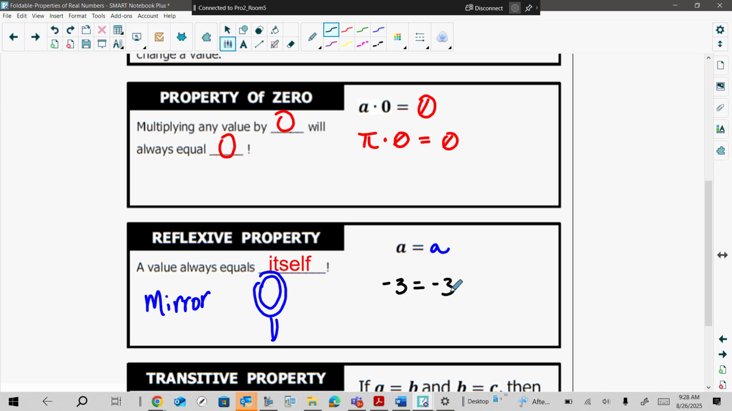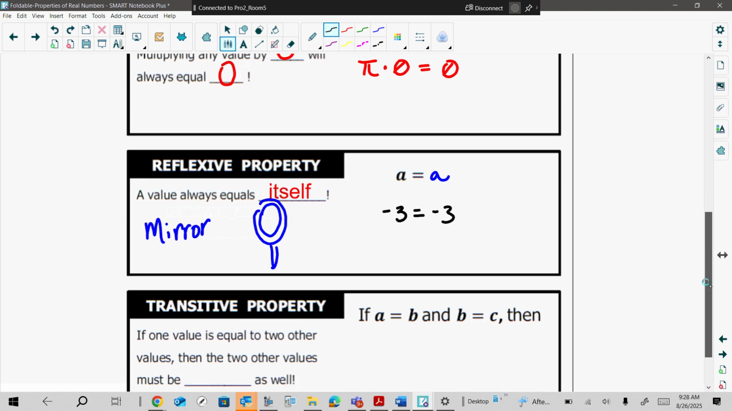Are we okay with reflexive? Yeah, no conclusion. Not until we finish this. Aww.